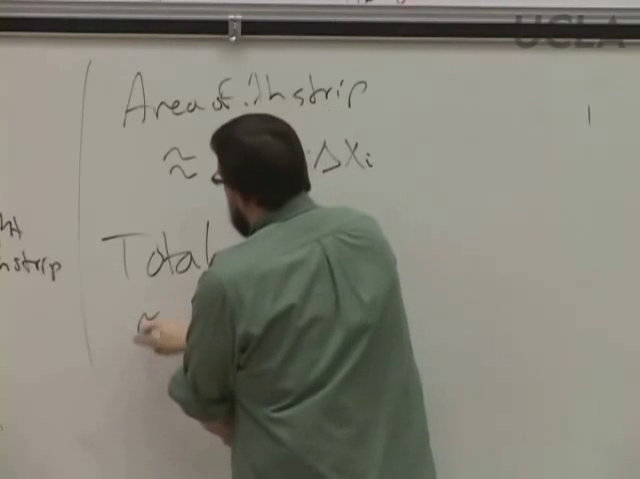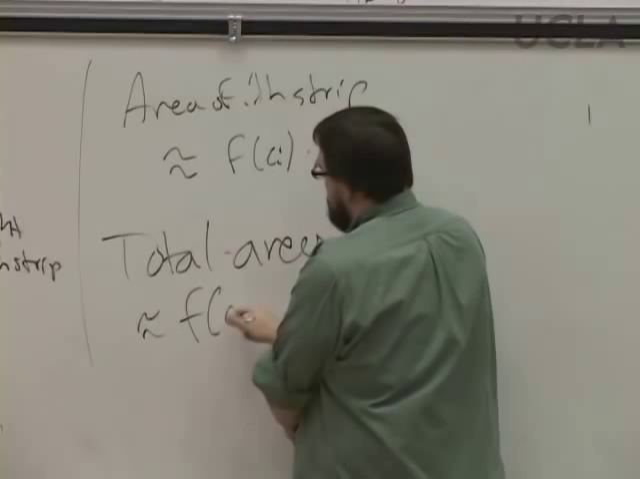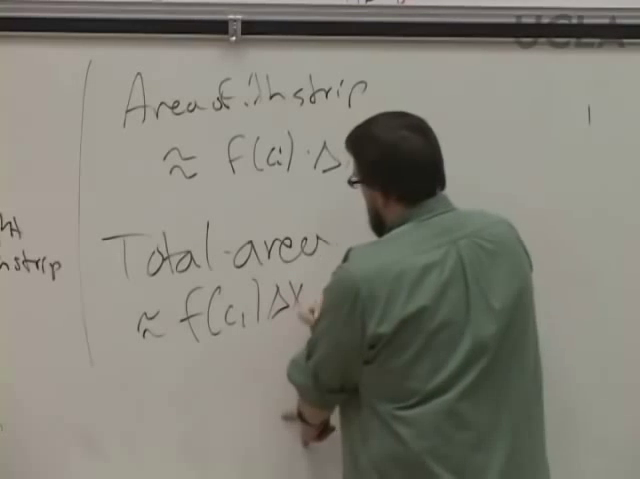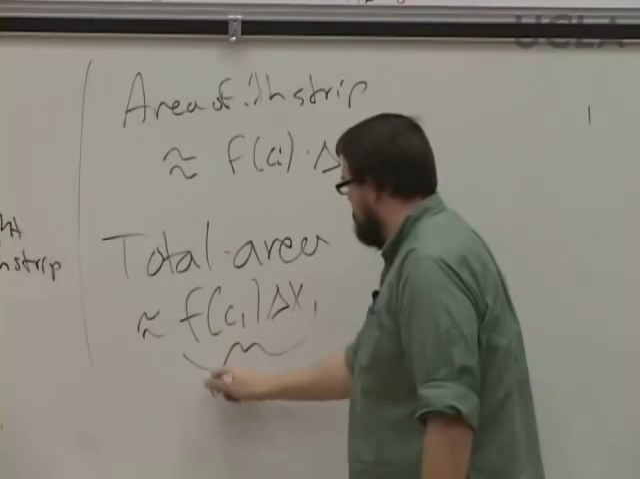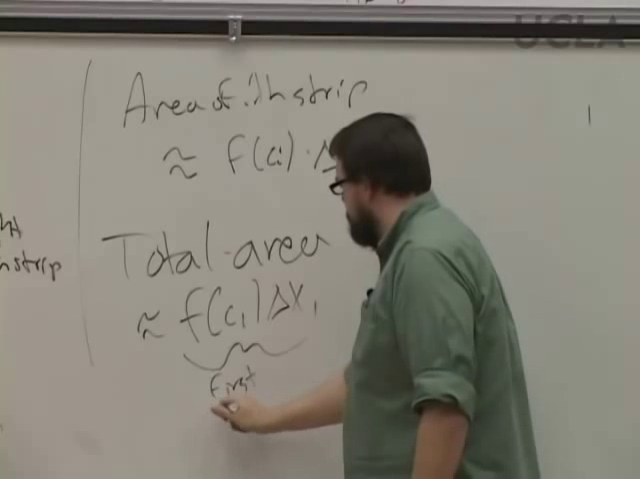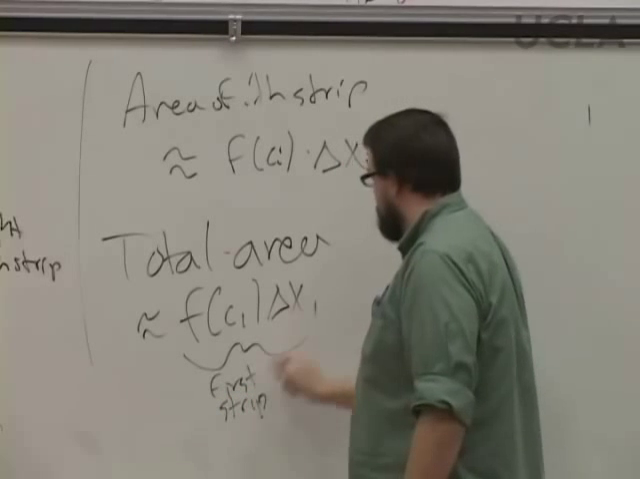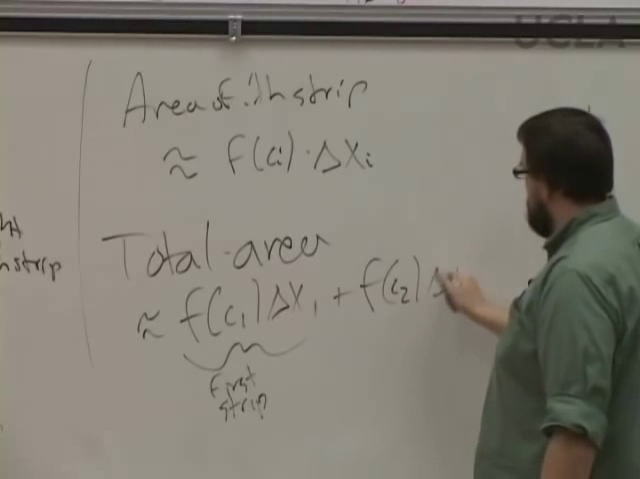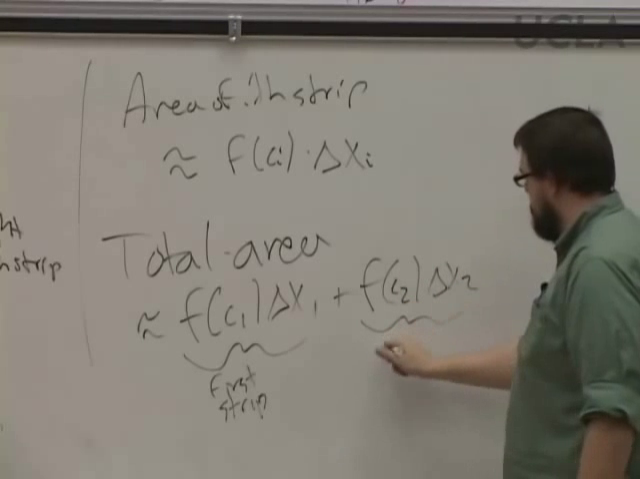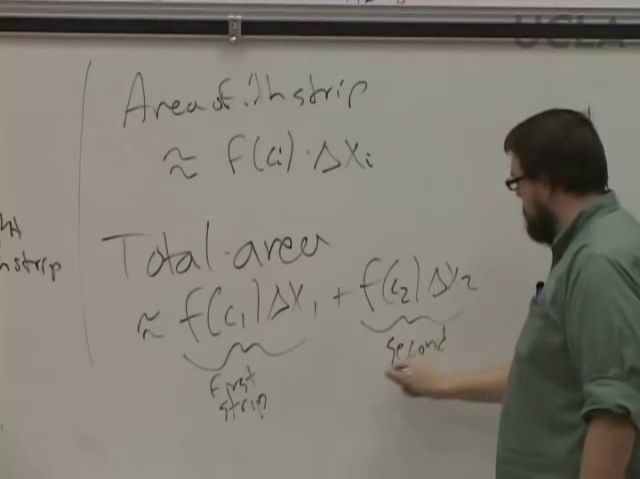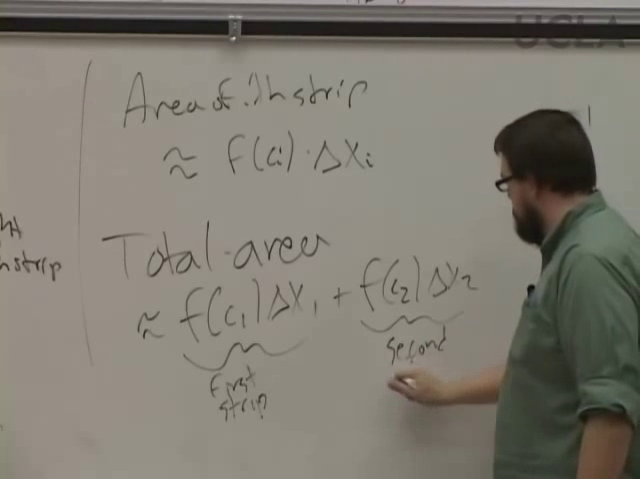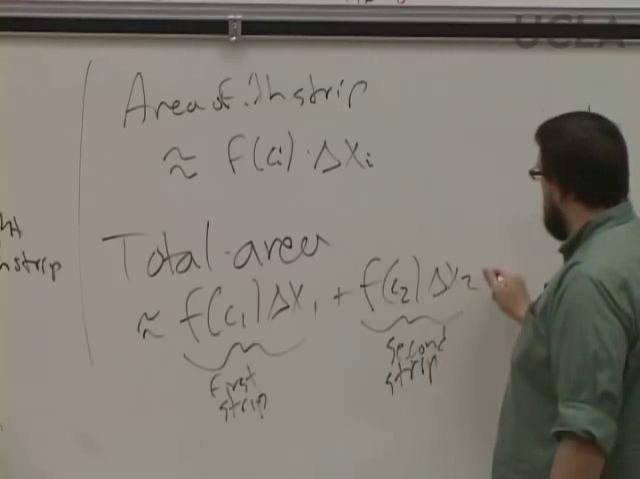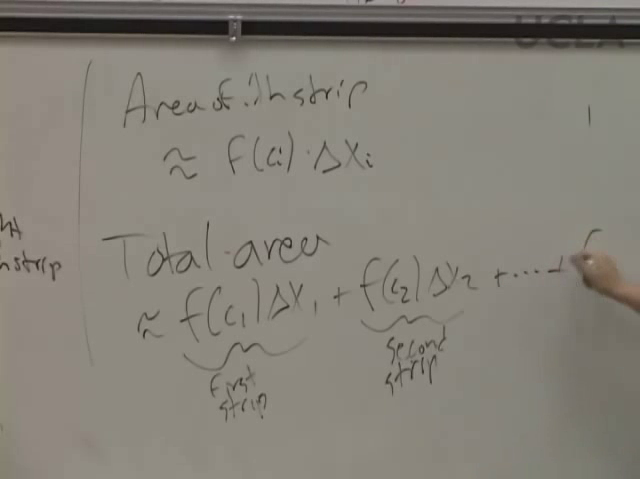So the total area is going to be approximately, I look at the first interval. So this is the first strip, our first interval, whatever you want to call it. Plus, I look at the second interval, our second strip. And I just keep doing that all the way until I get to the very last one.